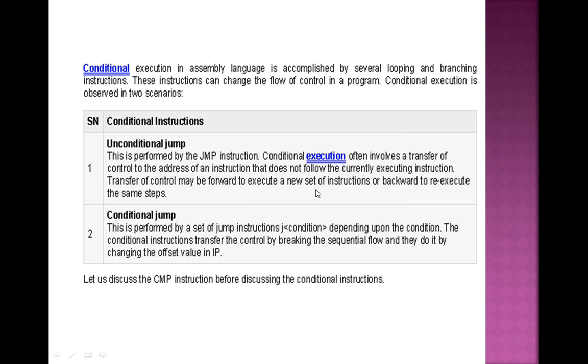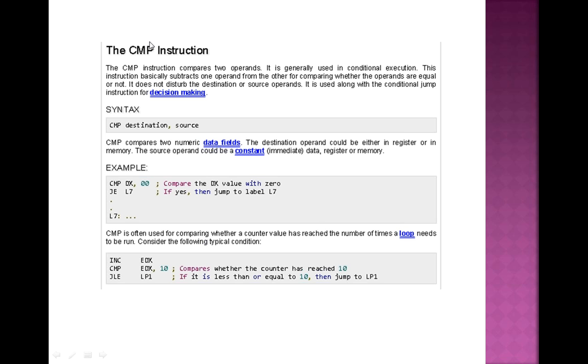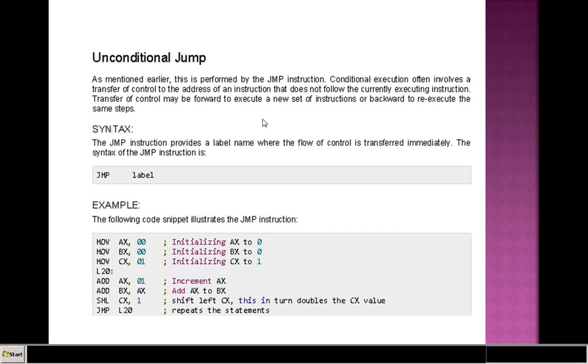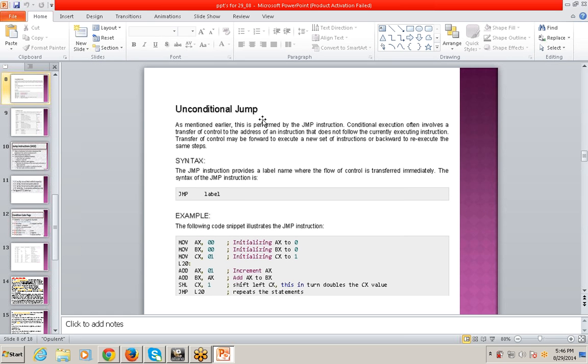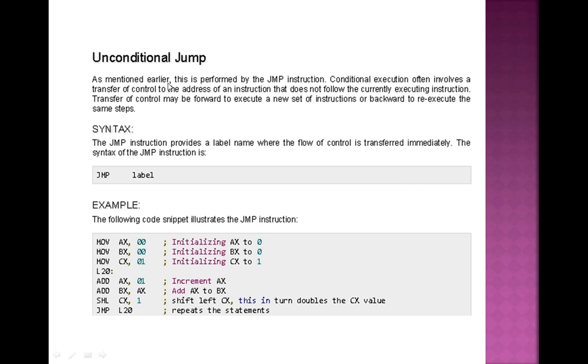Now, next is your unconditional jump. Till now we have covered conditional jump. This is an example for conditional jump. Now, next is your unconditional jump. As mentioned earlier, this is performed by the JMP instruction. So now see the difference. Conditional jump is performed by the CMP instruction. Unconditional jump is performed by the JMP instruction.